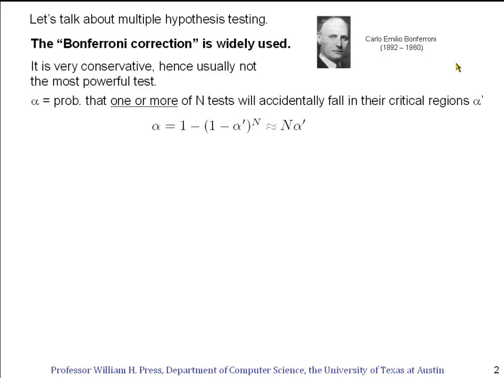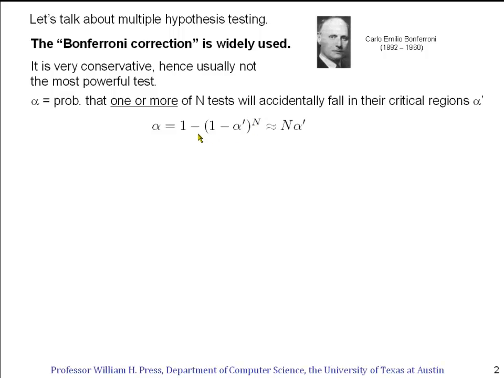The idea of the Bonferroni test is to calculate the probability that one or more of the n tests will accidentally fall in their critical region. So if alpha prime is the critical region that we naively think we're starting with, so alpha prime might be 5%, then we can calculate the probability that one or more tests will fall in their critical region, and we're going to call that alpha. And let's see what that is. That is the probability that all of the tests did not fall in their critical region. So that's 1 minus alpha prime to the nth power.